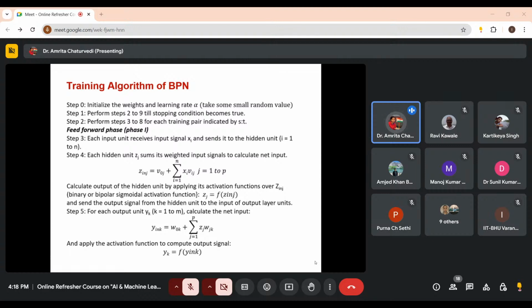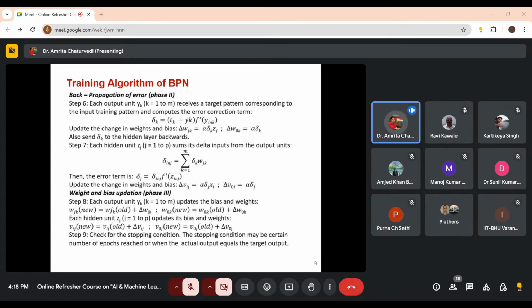So this is equal to W naught K, that is the bias at the output layer, plus summation j equal to 1 to p, because p units are there at the hidden layer. So the length of the z vector is p. So zj into wjk, where k will range from 0 to m, because we have m number of units at the output layer. Then you apply the activation function to compute the output signal. So yk is equal to f of yink.